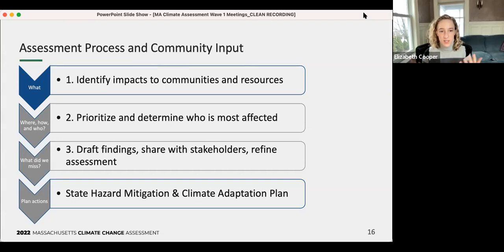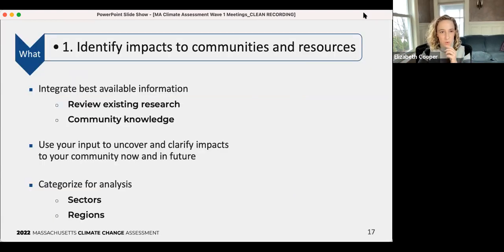Third, the technical team will be developing draft findings saying, here's what our model is suggesting are those highest priority impacts to address, share those with stakeholders, and refine those findings to finalize an assessment based on community input. And then finally, this assessment will become the foundation that supports the update to the state hazard mitigation and climate adaptation plan.